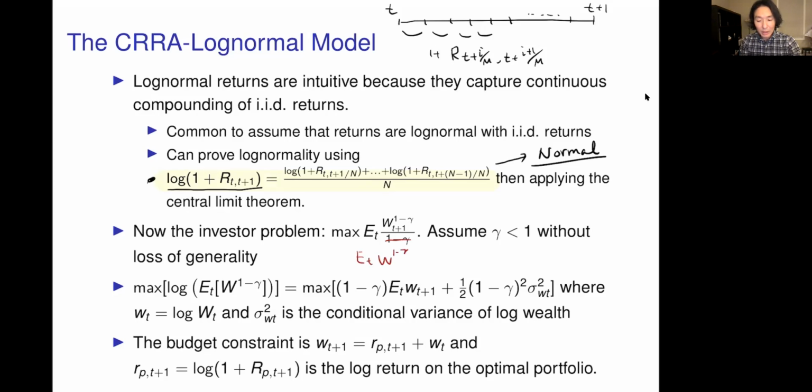Okay? Now the key is that because the returns follow log normal variable, we will see that this wealth, future wealth also follows the log normal variable. Okay? Therefore, this maximization problem is the same as this maximization. What is it? So it's the same property that we saw for the log normal random variable. So log of this expected value is basically the same as 1 minus gamma times the expected value plus a half times the 1 minus gamma squared times the sigma squared, okay? Which follows from the property of the log normal random variable.